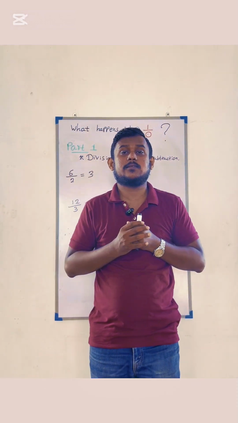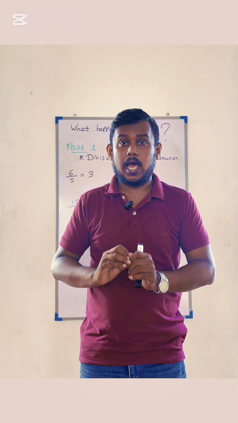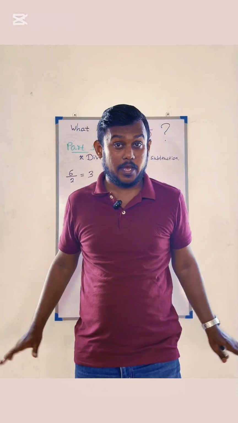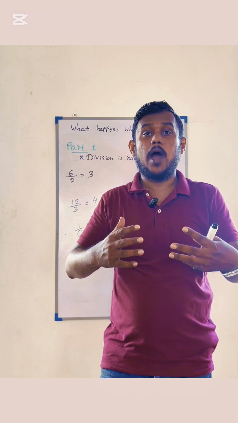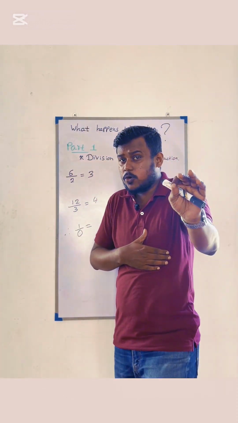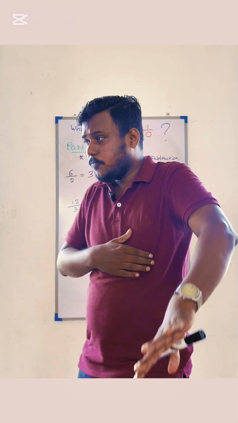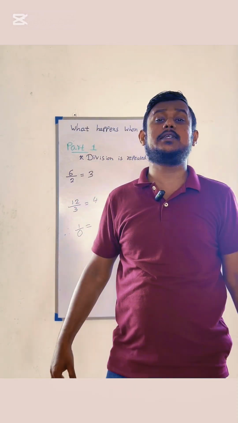In mathematics, you can't divide any number by 0. It is identified as undefined. So today, I thought of explaining to you why we can't divide any number by 0. Now, in order to understand that, first, let's understand what is meant by division.